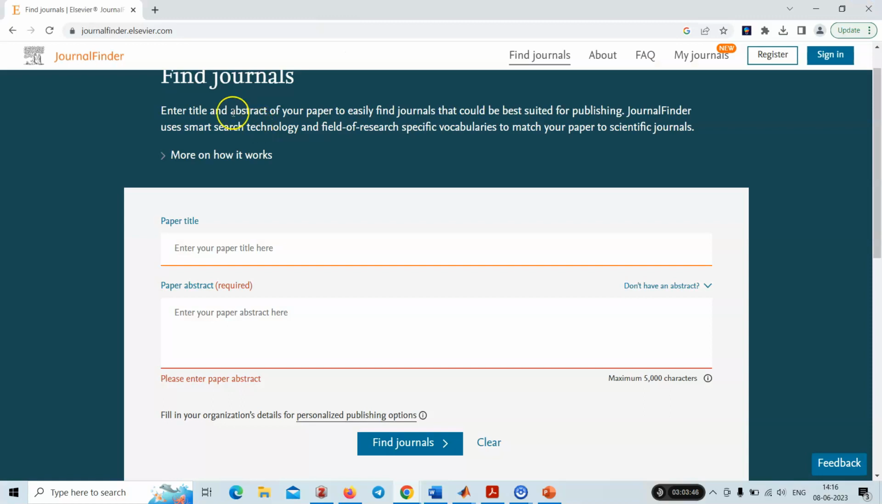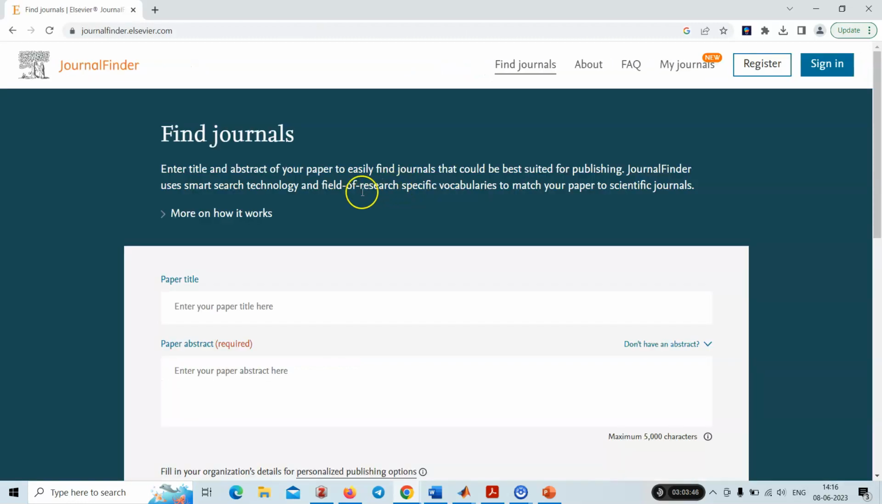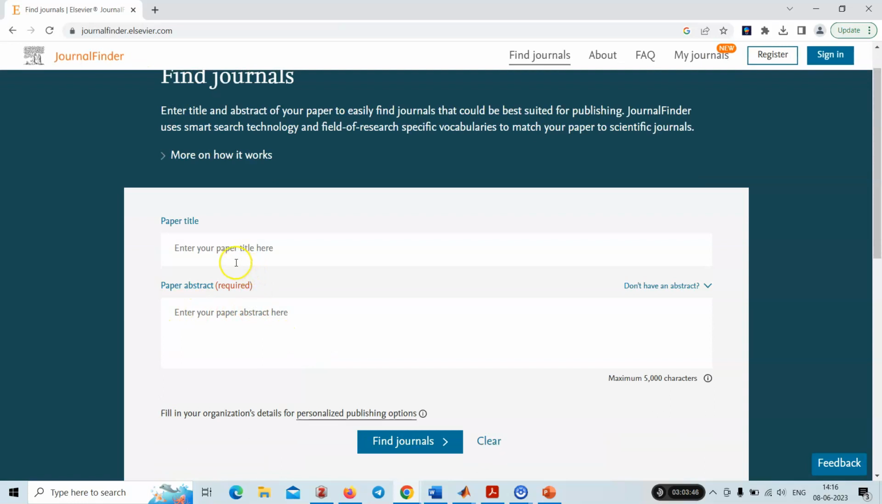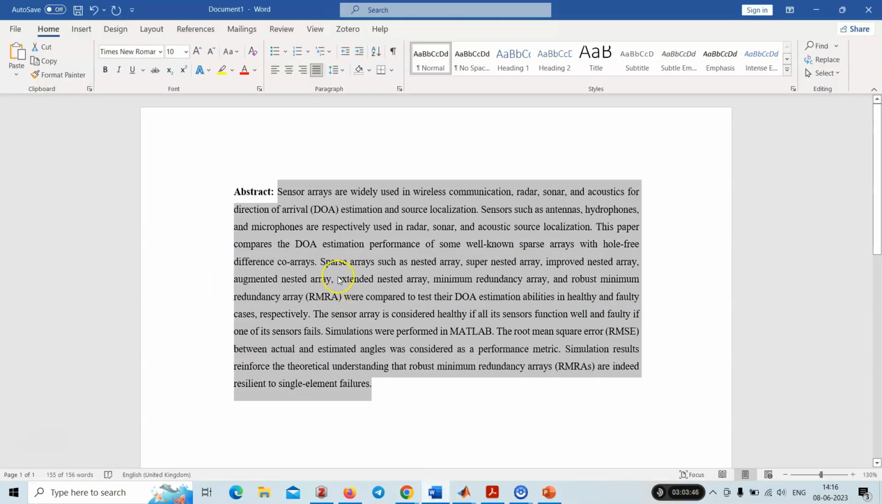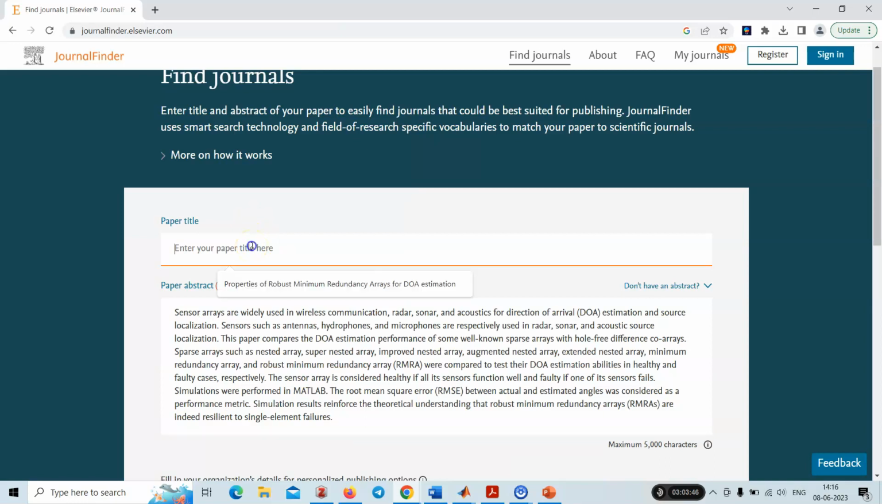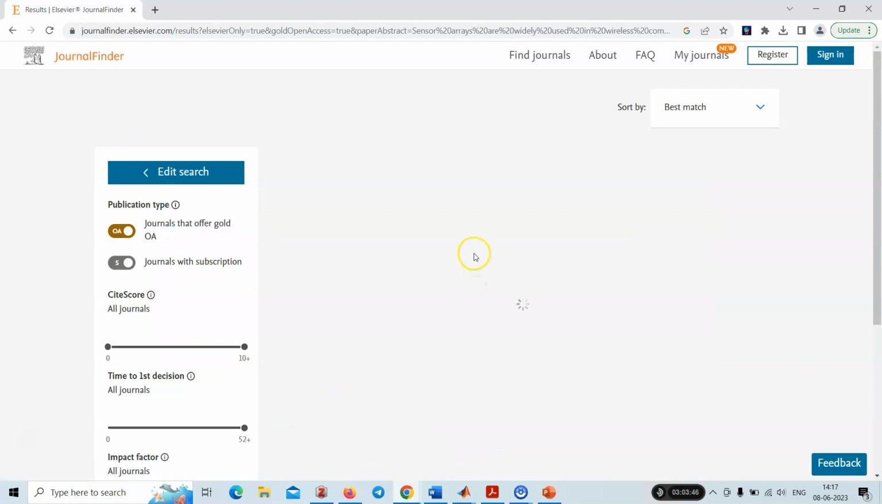Okay, I opened Google Chrome and I typed in Elsevier Journal Finder, and we got this website, Find Journals at Elsevier. Once you click that, you will get this website. Here, what you are supposed to do is provide the title and abstract of your paper or your manuscript. I have an abstract in Word. I will copy it and paste it in that website, paste as plain text. And here you have to supply some title. I have written one small title which matches the description in the paper. And once you provide the title and abstract, you can click on Find Journals.